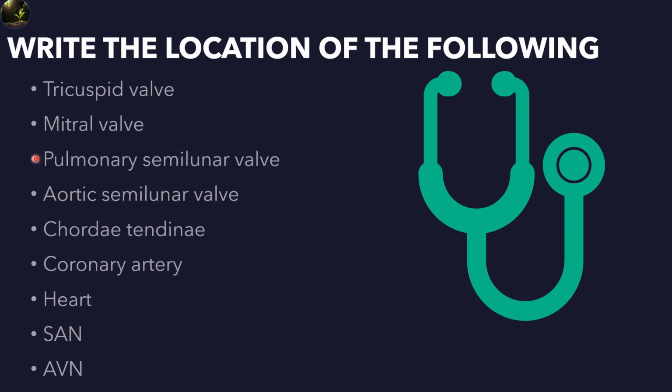Pulmonary semilunar valve. Where is it located? It is located at the opening of the pulmonary artery. Aortic semilunar valve. It is located at the opening of the aorta. Then chordae tendineae. Chordae tendineae are located in the ventricles, right and left ventricle. Coronary artery is located at the base of the aorta.